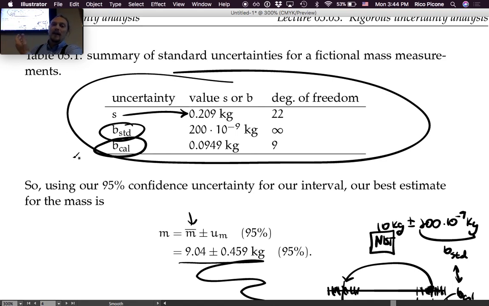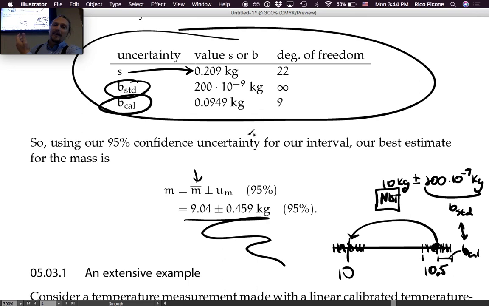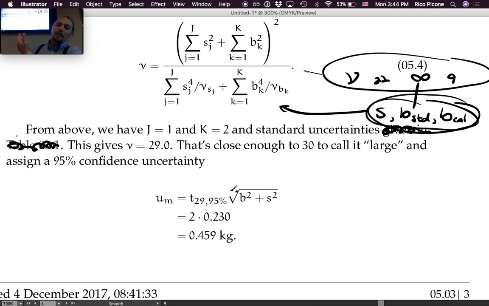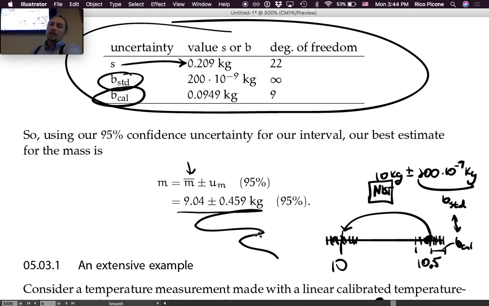And so that's why we have to combine them into this value. If we only wanted 68% confidence, we could have stuck to 0.23 kilograms. We wanted 95, so we moved up to 0.459. If we would have wanted 99.99, our interval would be much larger. Does that make sense? Okay, cool.